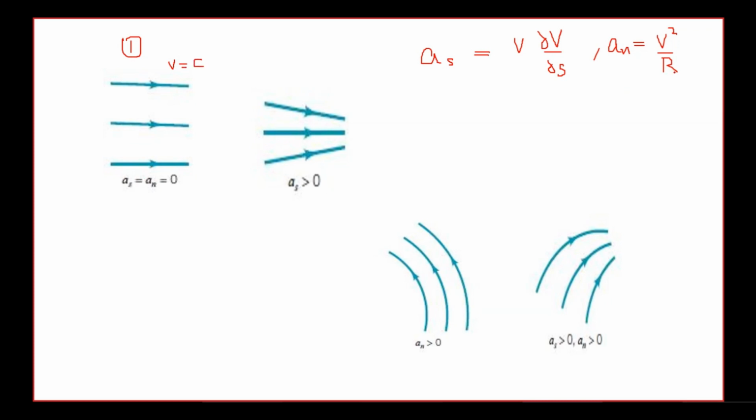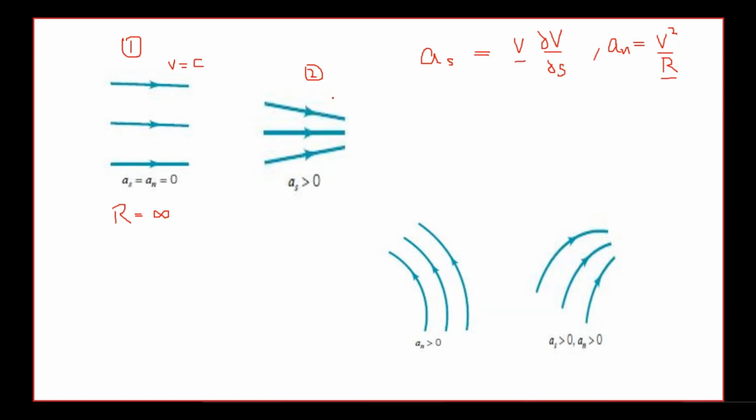Normal वाली क्यों 0 है? Because it's a straight path. The radius of curvature R is infinite here. Clear? Yes, sir. The situation number 2, AS is greater than 0 because the fluid is accelerating in the streamwise direction.